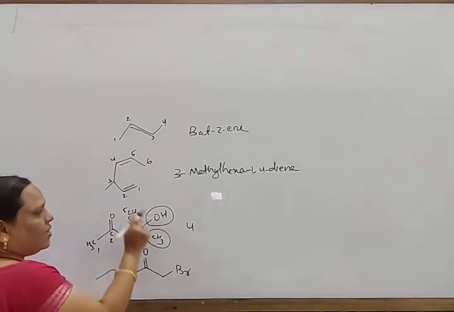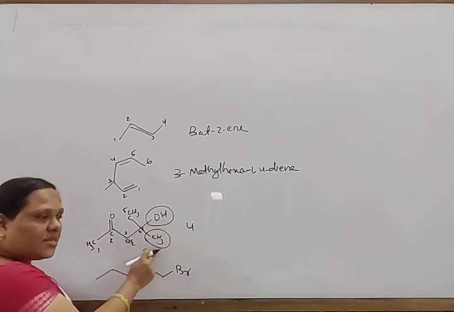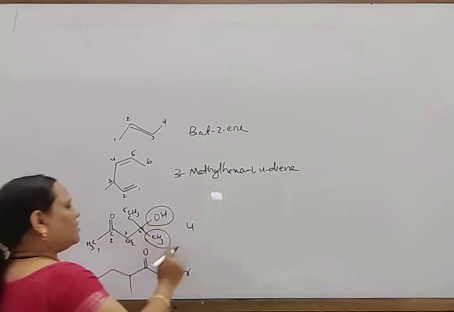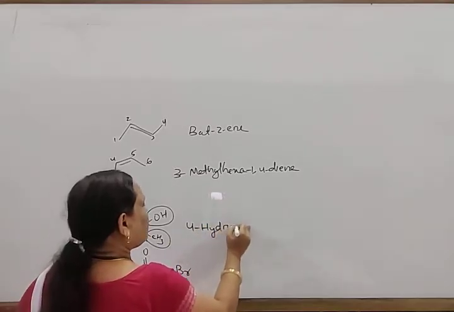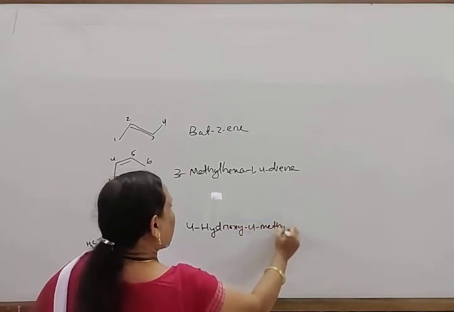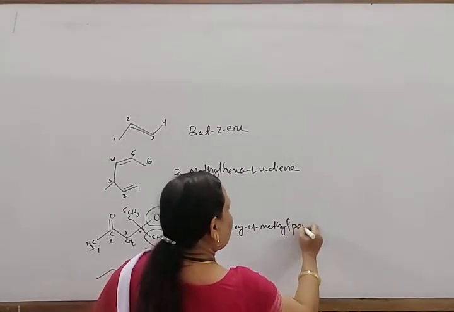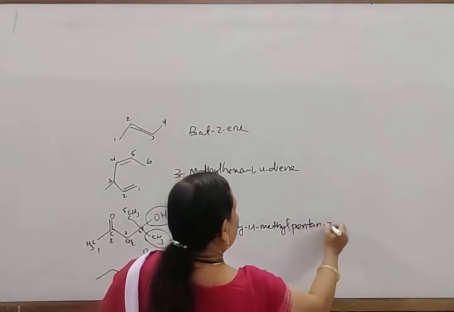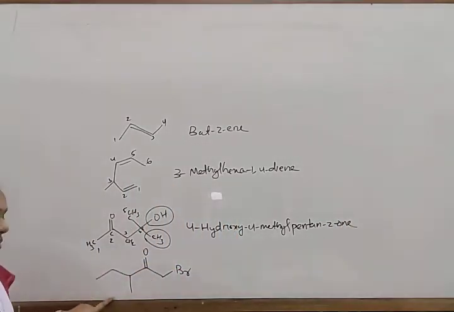This is the chain. Then this is OH, this is the functional group hydroxy, and C for CH3. This is for methyl. So in this way 4 hydroxy, then 4 methyl, pentan-2-one.